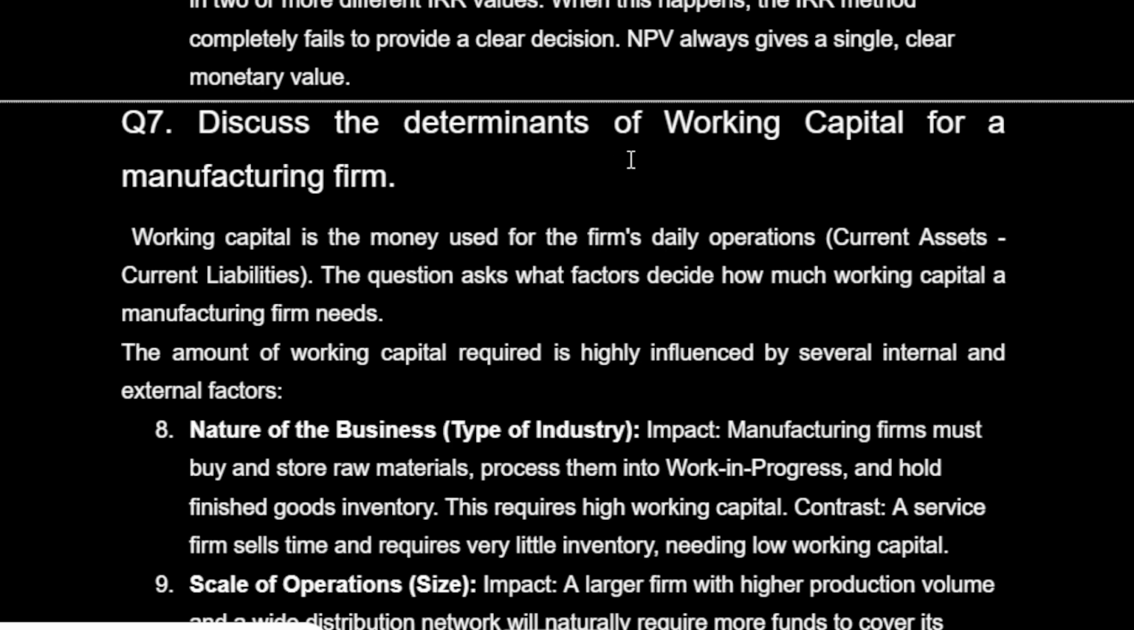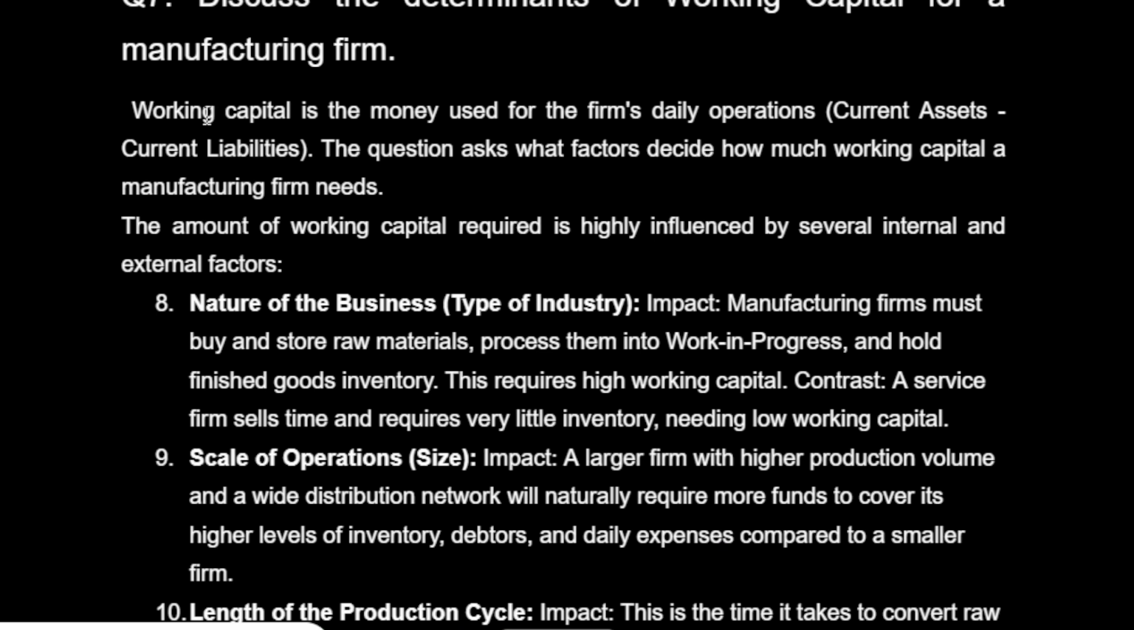Q7. Discuss the determinants of working capital for a manufacturing firm. Easy explanation. Working capital is the money used for the firm's daily operations, current assets, current liabilities. The question asks what factors decide how much working capital a manufacturing firm needs. The amount of working capital required is highly influenced by several internal and external factors.